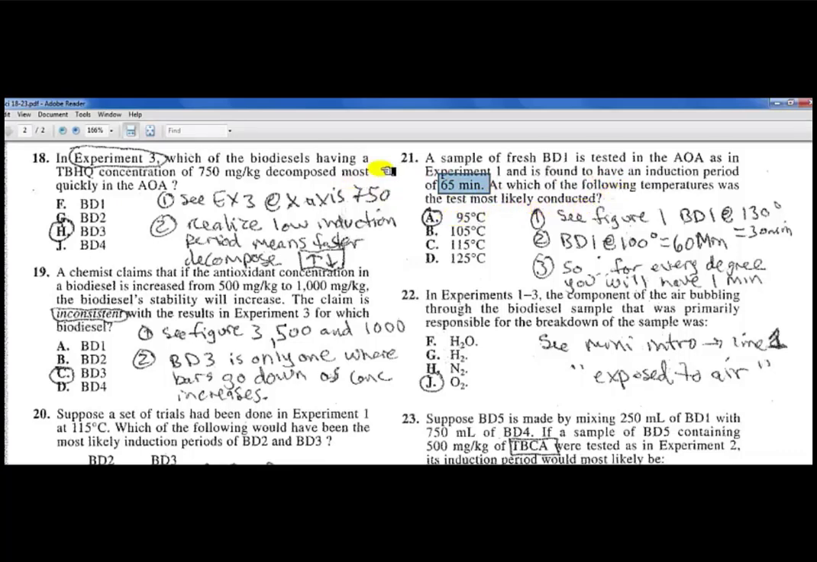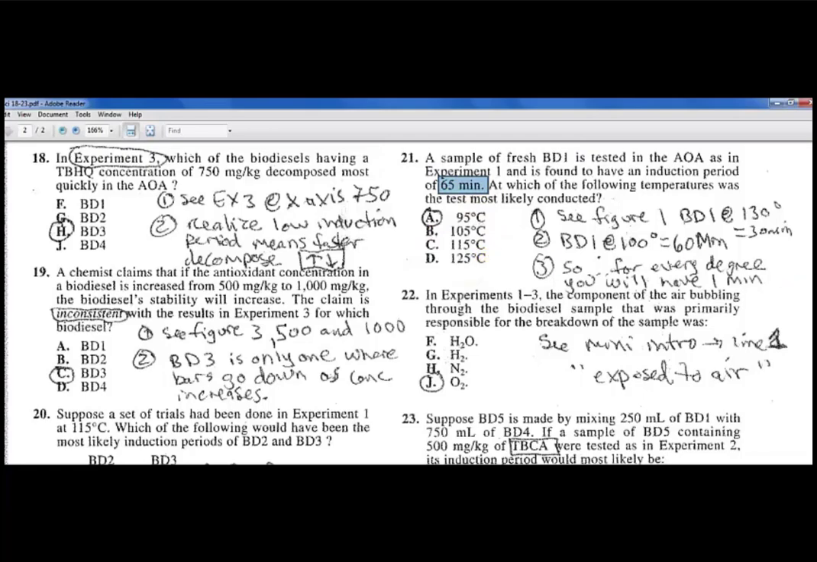First things first, kids, make sure you circle the information we're going to need. We need to go to the correct experiment, that's experiment 1. Then we need to find in the key which bar is BD1. Then we need to predict for 65 minutes what that temperature is going to be.